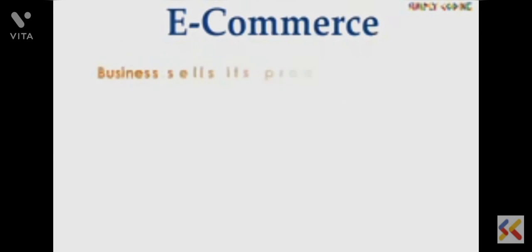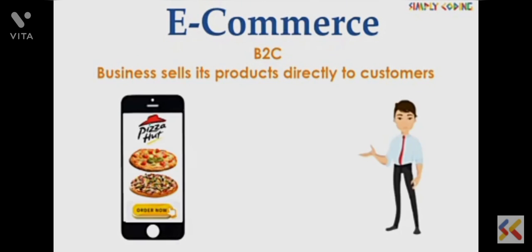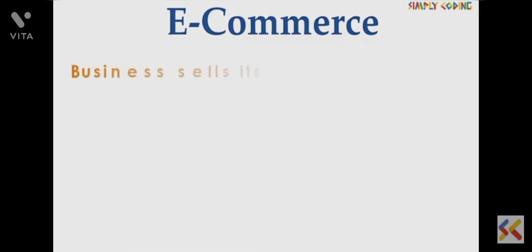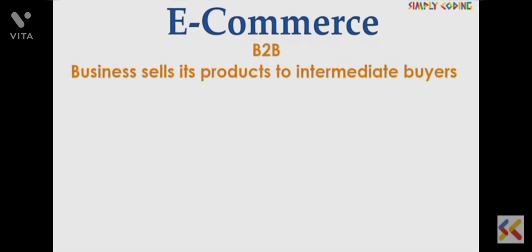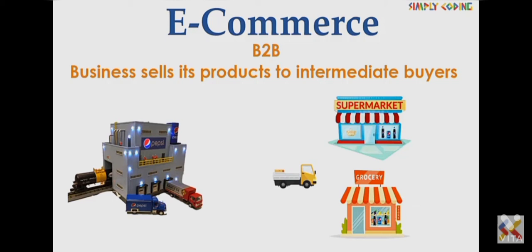First is B2C. In this model, a business sells its products directly to a customer. A customer can view the product shown on the website and order the same. Example, Amazon or Flipkart. Next is the B2B model. Here a business sells its products to an intermediate buyer who then sells the product to the final customer. For example, a company might sell its product to a wholesaler who will sell it to multiple retailers at some price markup.